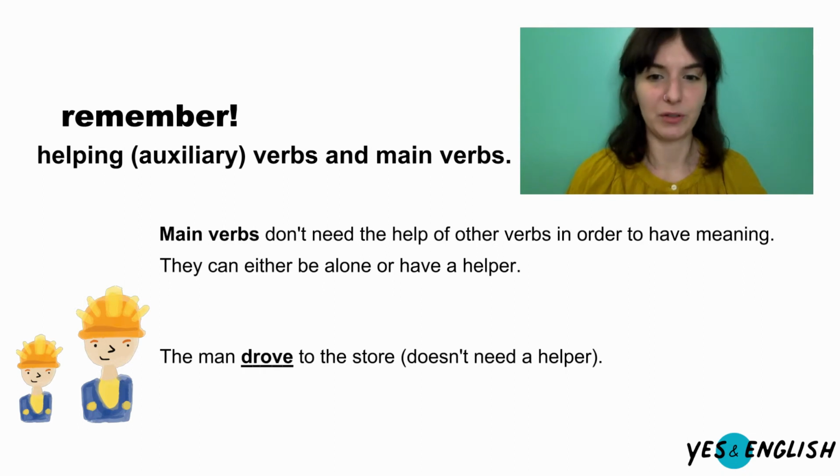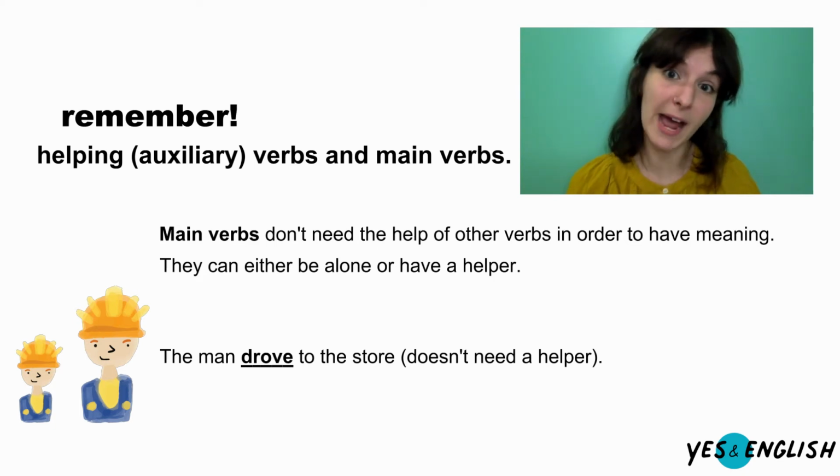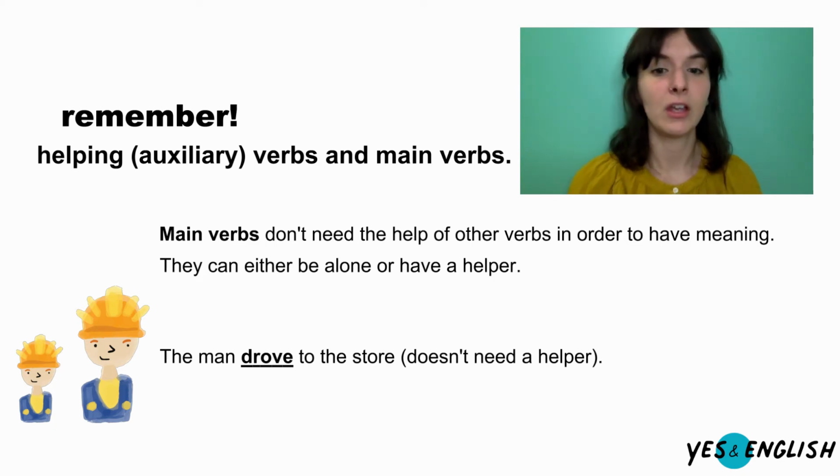So for example, you can say, the man drove to the store. What is the verb in that sentence? The man drove to the store. Drove. Drove is the verb in that sentence. It is the past tense of drive. So in this case, we don't need a helper. We have the verb there. The main verb is to drive, right? It makes sense completely by itself.